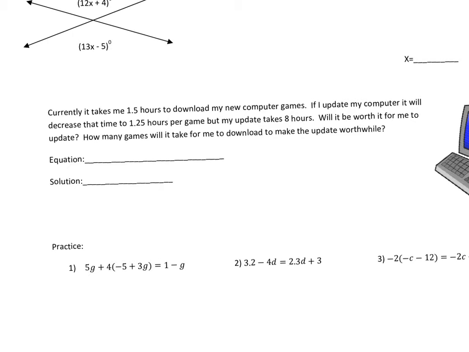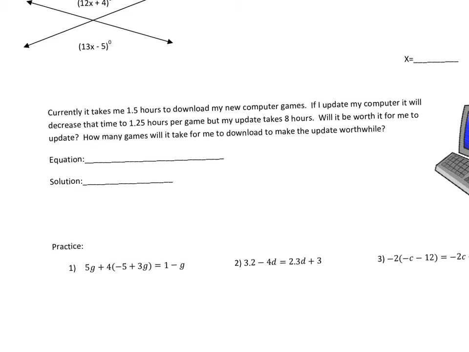All right, so we have currently it takes me 1.5 hours to download my new computer games. If I update my computer, it will decrease that time to 1.25 hours per game, but my update takes 8 hours. Will it be worth it for me to upgrade? How many games will it take for me to download to make the upgrade worthwhile?